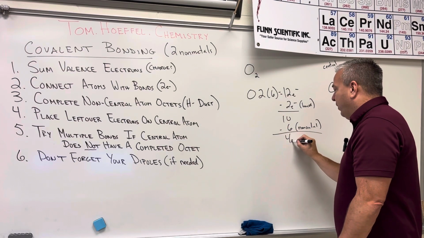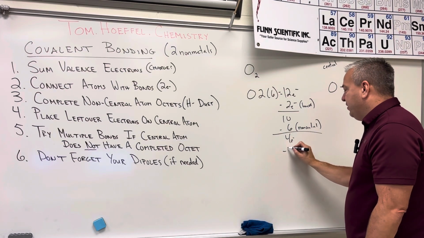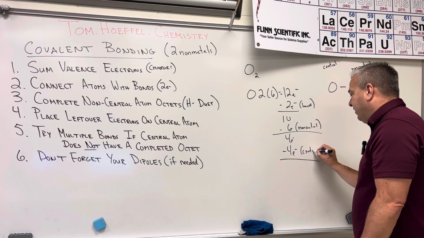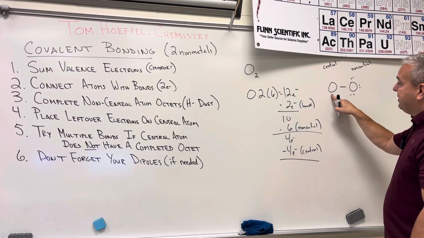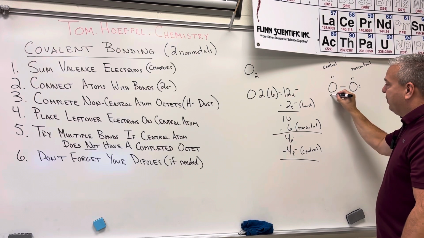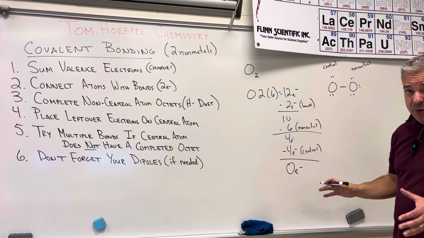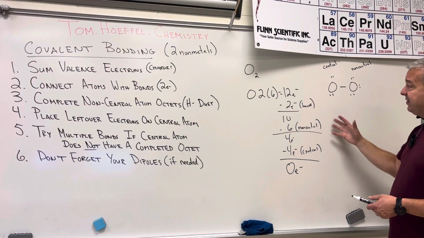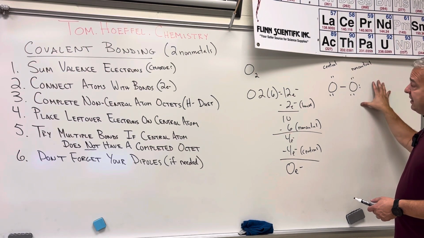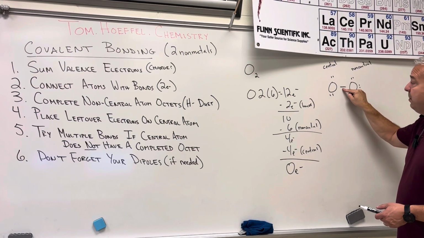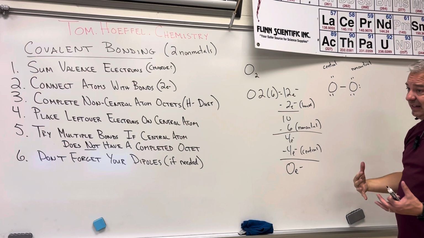And that leaves us with 4 electrons left over, and we're going to use all of the leftover electrons on our central atom. So on my central atom, I'm going to place all the leftovers. There were 4, and now I have 0 electrons left over. Okay. Now here's an issue. The non-central atom has a complete octet. 2, 4, 6 plus the 2 that are shared gets it up to 8.